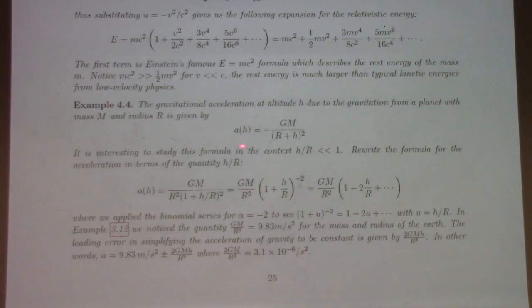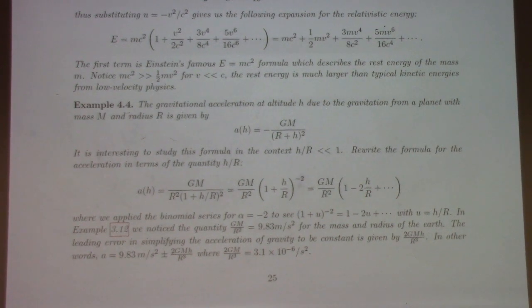Let's see here. If I want to rewrite this in terms of h over r, to do that, I factor out r squared. And that gives me GM over r squared times 1 plus h over r to the minus 2 power. I can expand this as a series with alpha equals minus 2. Only the first two terms, the 1 plus alpha u, matter to us here. So 1 plus alpha, because alpha is minus 2, times h over r.